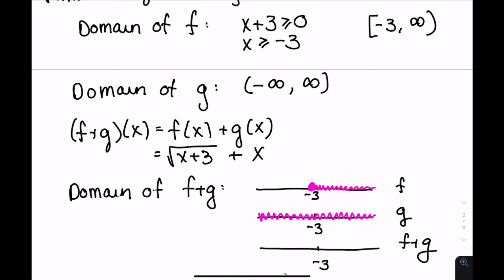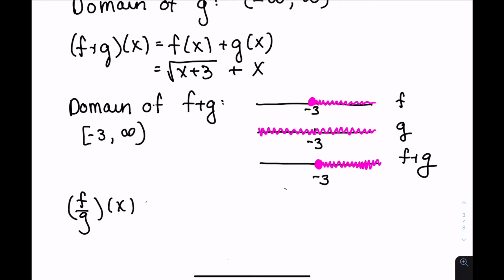So for this new function f plus g, I have to take what's in common to the two. So they both can equal -3. That's going to be in their intersection. The left half for -4, -5, any value below -3, that causes problems for f, so it's not going to be in this intersection. But I can pick any value over here because that's in common to both of them. So the domain for this new function f plus g happens to be exactly the same as f. It's from -3 to infinity.